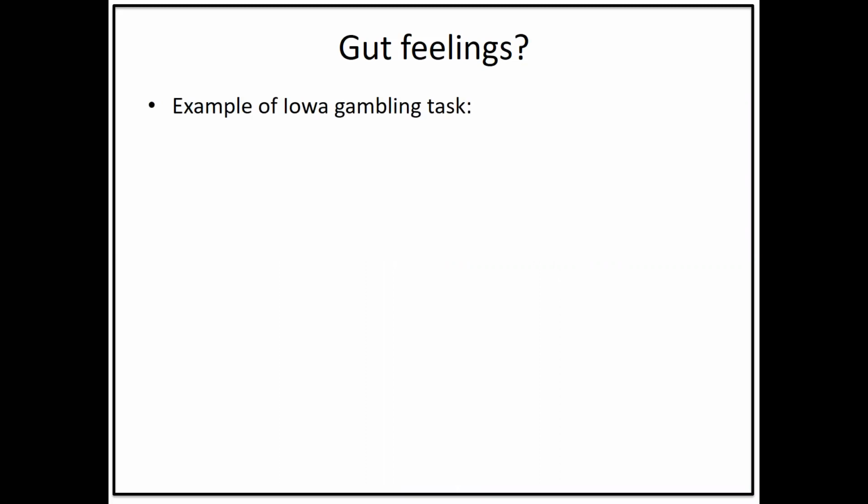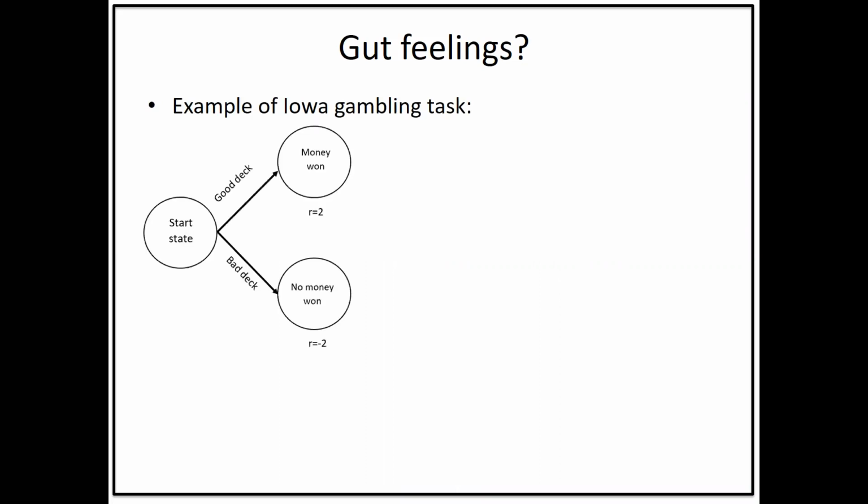Okay, the next question is gut feelings. So how is the Q value related to gut feelings? And this was explained with the example of a gambling task, and putting it in terms of this toy example again, you have a start state and you have two options. You could either choose a good deck or a bad deck. If you choose a good deck, the reward for it is 2. And if you choose a bad deck, the reward for it is -2.